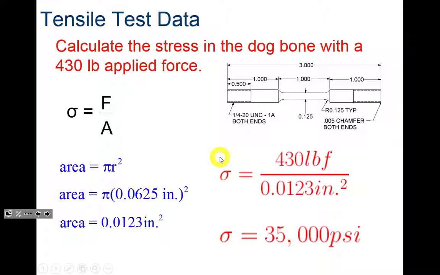For a lot of these calculations, you're going to see that the numbers are pretty high. You know, we are talking about steel.